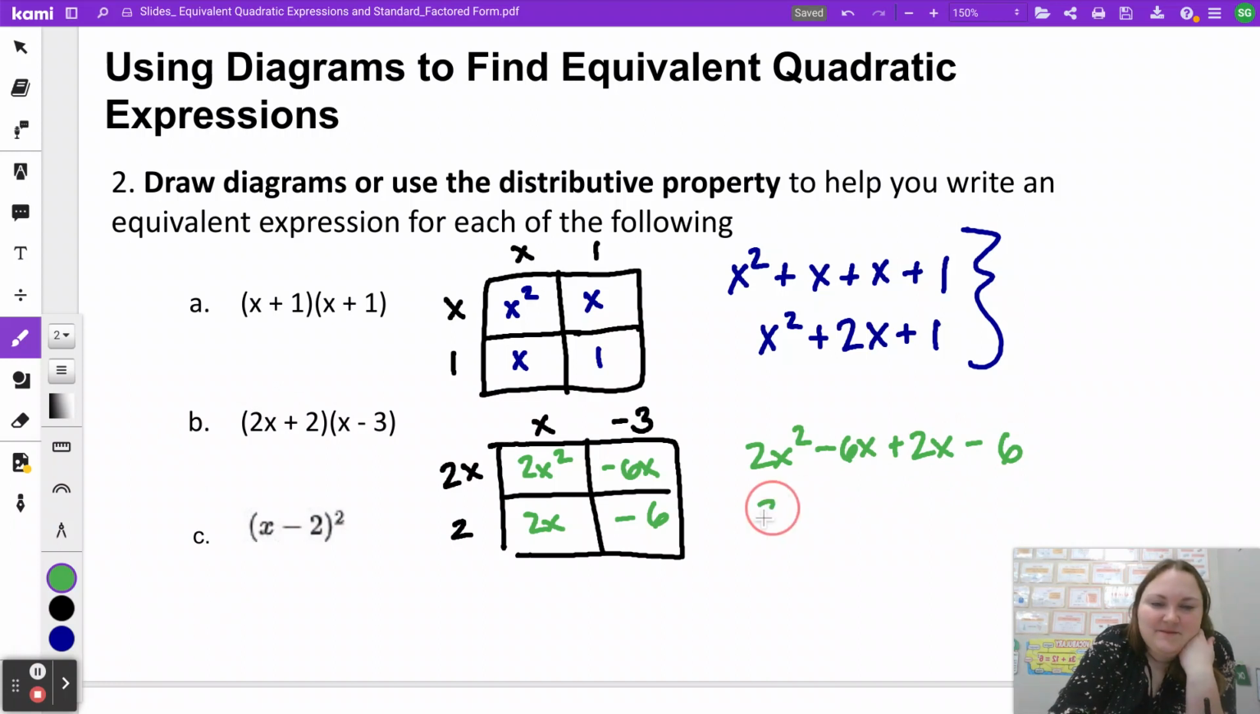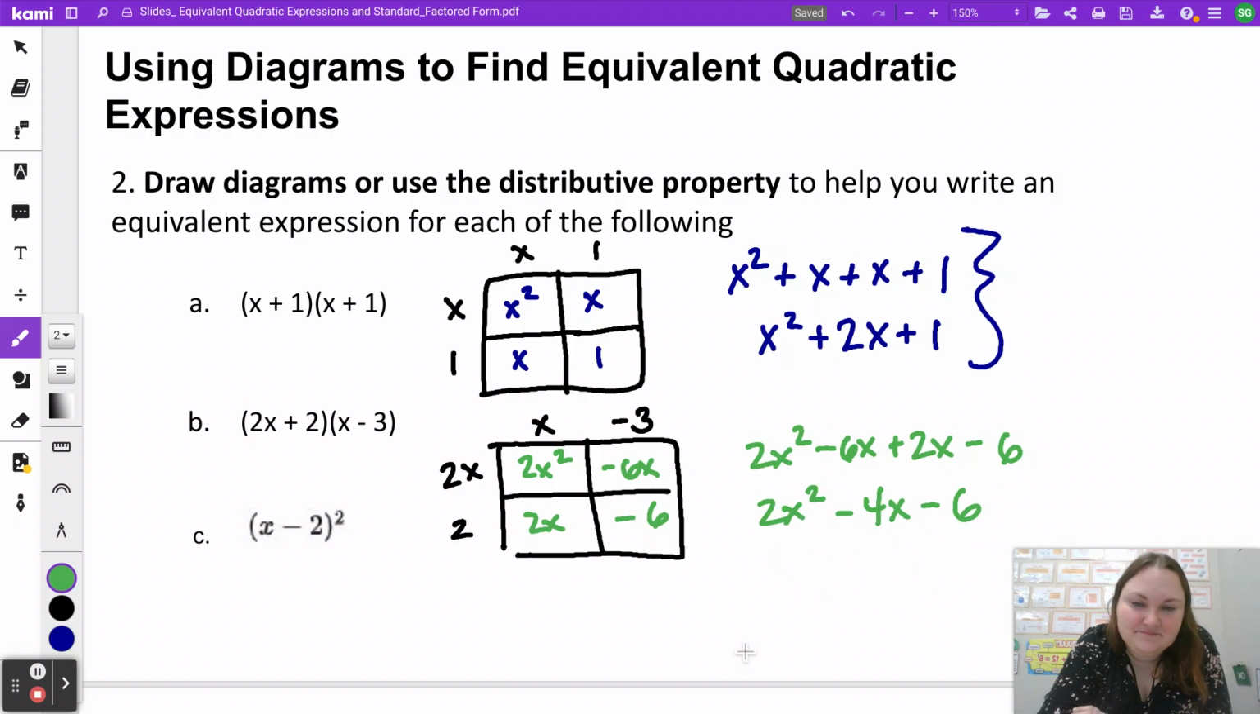And then this would simplify to 2x squared. Negative 6 plus 2 is negative 4. So we get negative 4x and then minus 6.